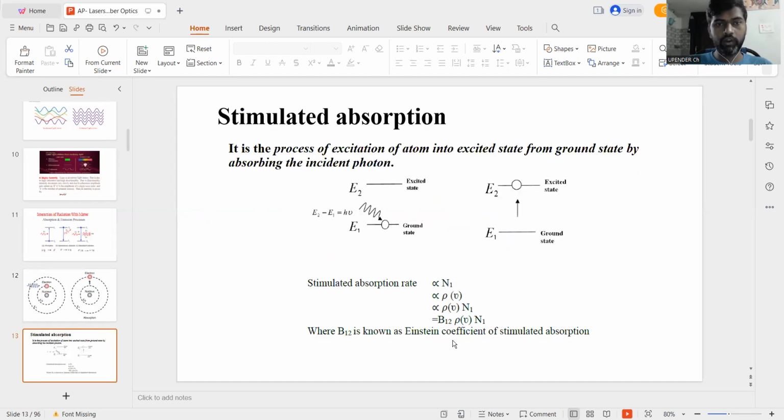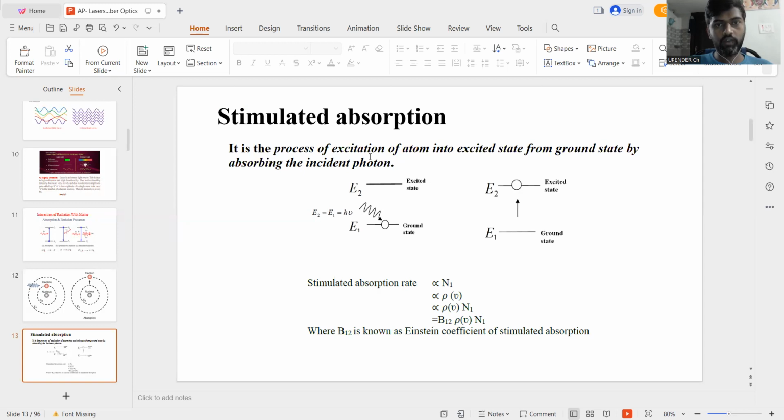Next, coming to the next one is Einstein coefficients. Einstein coefficients in case of stimulated absorption process, in case of spontaneous emission process, in case of stimulated emission process. There are three cases. In these three cases, what are the Einstein coefficients that we are going to discuss here?